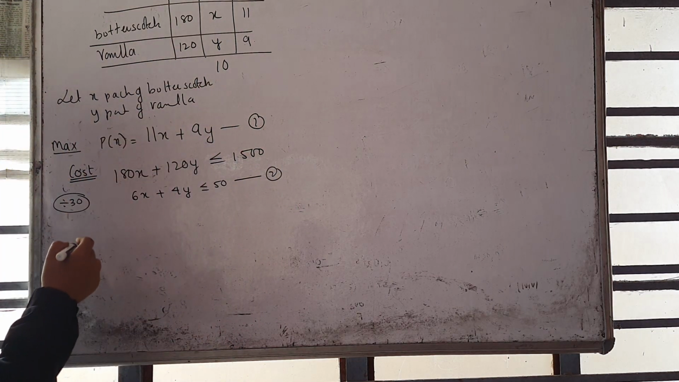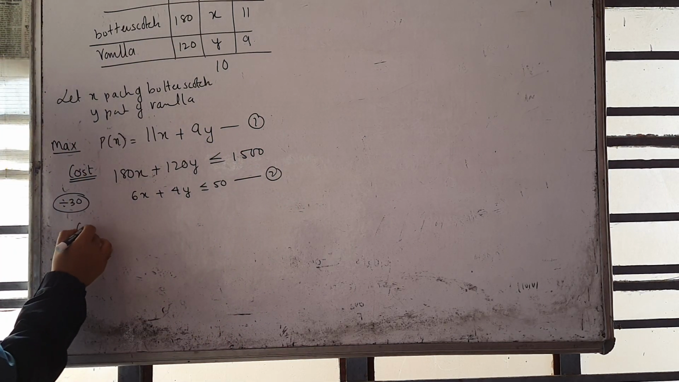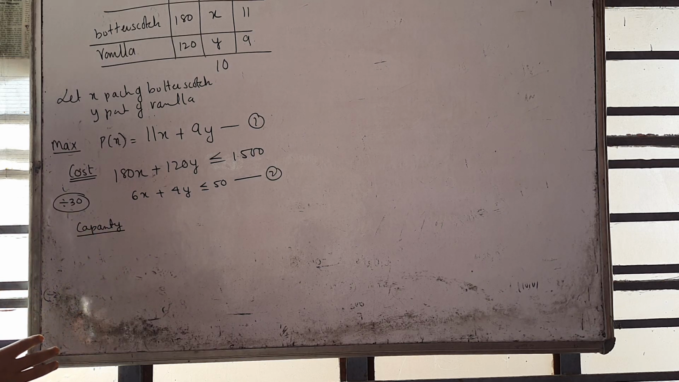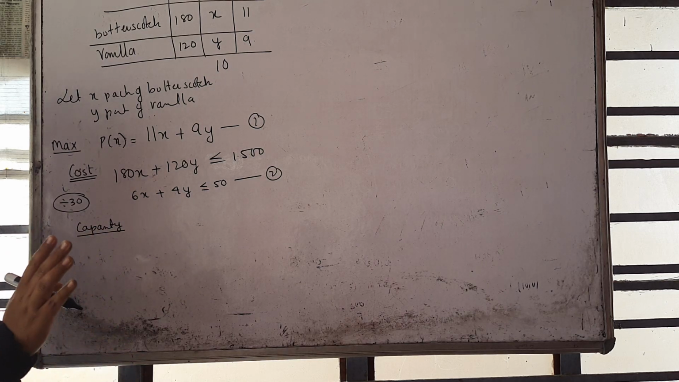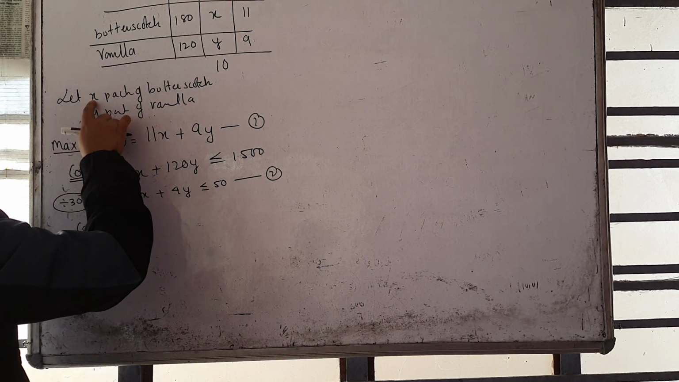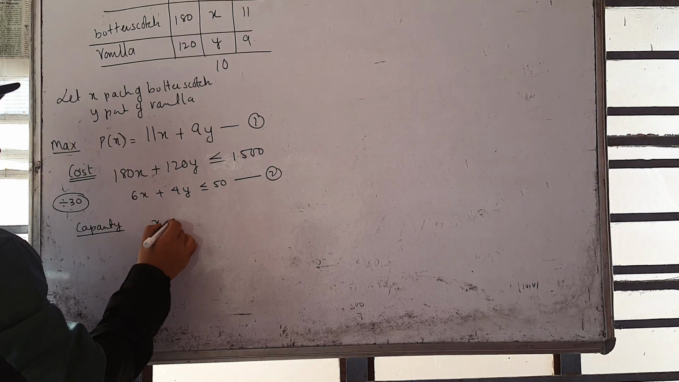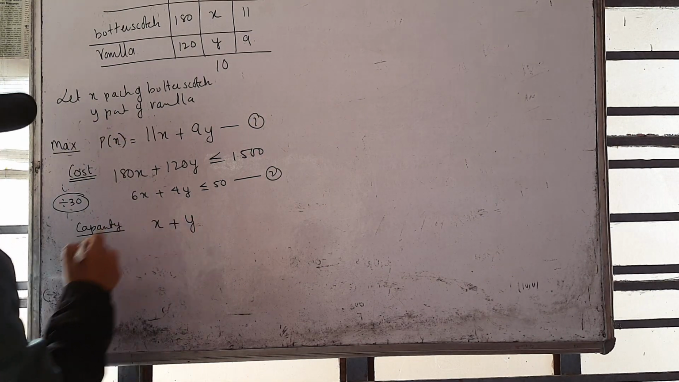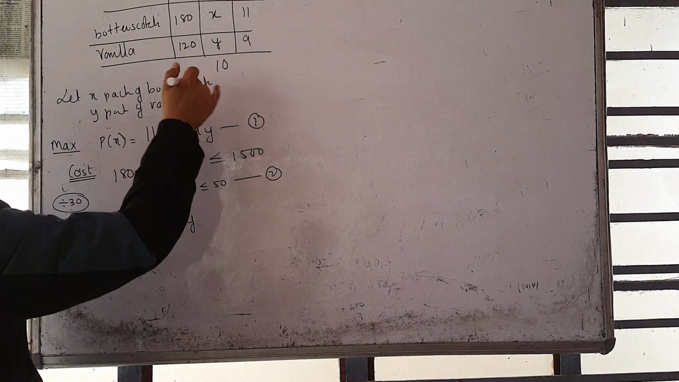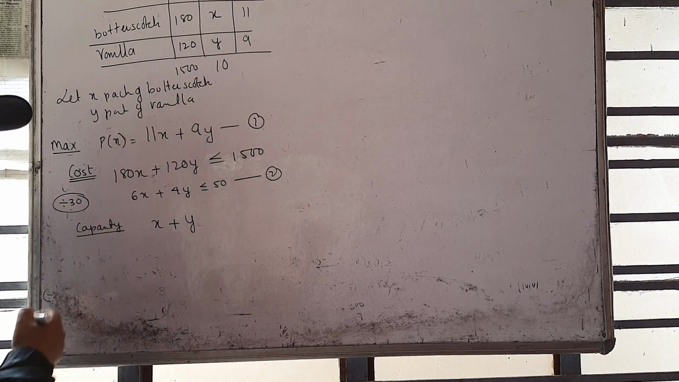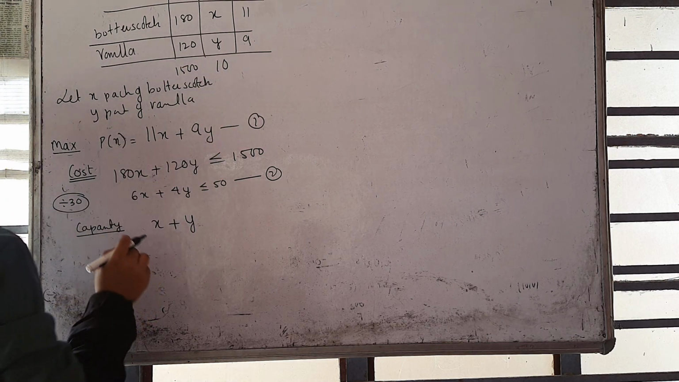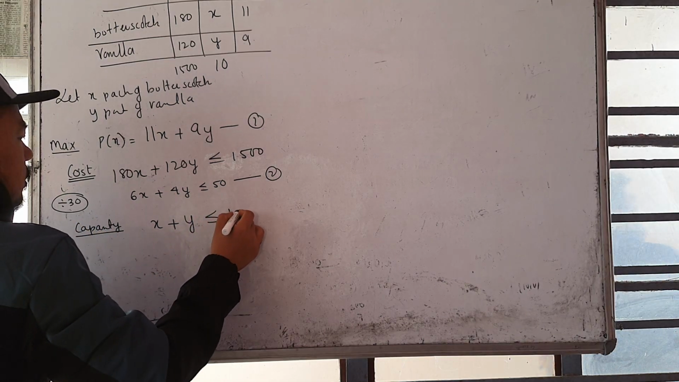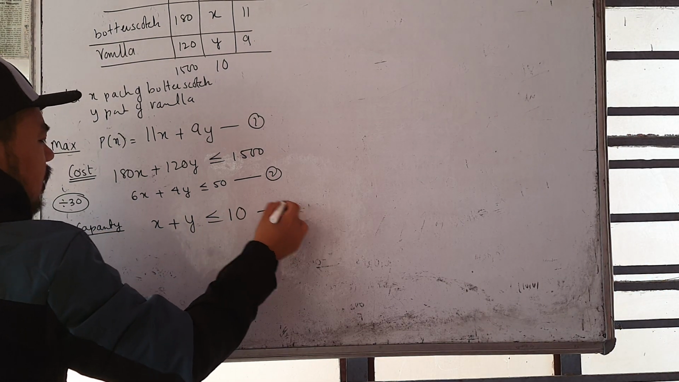Next, what about the capacity, guys? Capacity in your freezer. How many packets of butterscotch can you store? X packets. And how many packets of vanilla can you store? Y. Is that clear? So total capacity is how much? 10. So that is your maximum. So maximum means what? Less than or equal to 10. That is equation number 3.